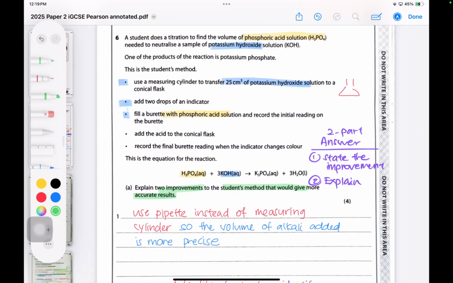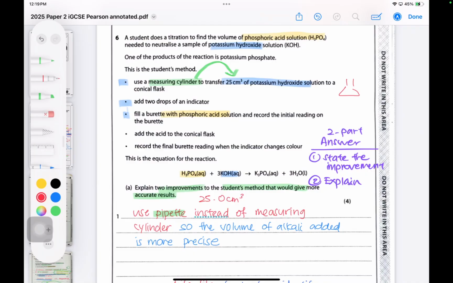So the first thing you want to do here, you can see that the student first used measuring cylinder to measure 25 cm3. Now in the titration setup, we usually will want to use burette and pipette for higher accuracy. So instead of measuring cylinder, we can use a pipette instead, which can measure 25.0 cm3. Really very precise over here if you know how to handle it properly with the pipette bulb.